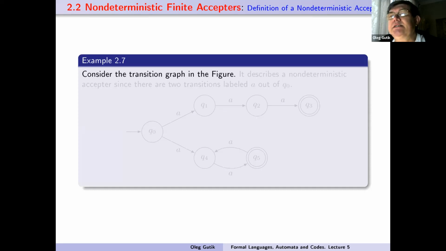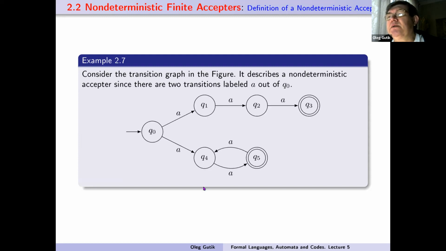Example. Consider the transition graph in the figure. It is non-deterministic acceptor because there are two transitions labeled by a out of Q0. So we have an input state and two output states here, and all edges are labeled by the symbol a.